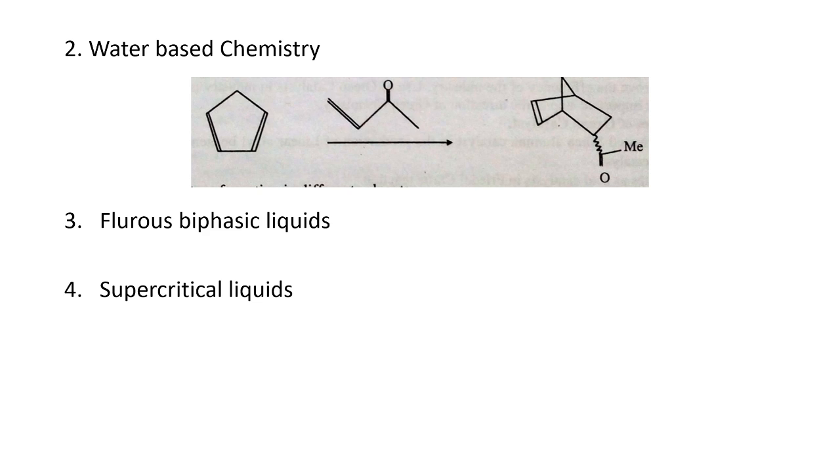For example, if we are using supercritical carbon dioxide, it can be used for extraction of caffeine, or for dry cleaning or spray painting. One of the examples is carbonic esters, dimethyl carbonate, which can also be used as a supercritical liquid.